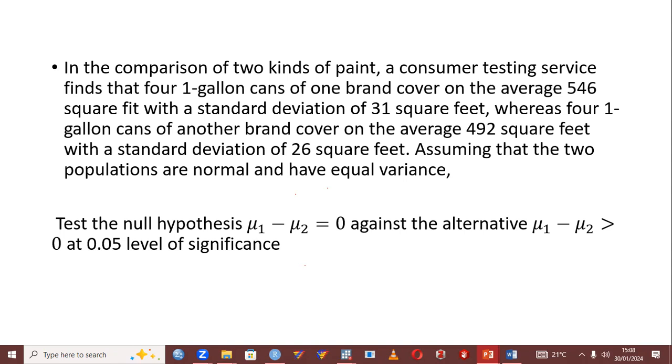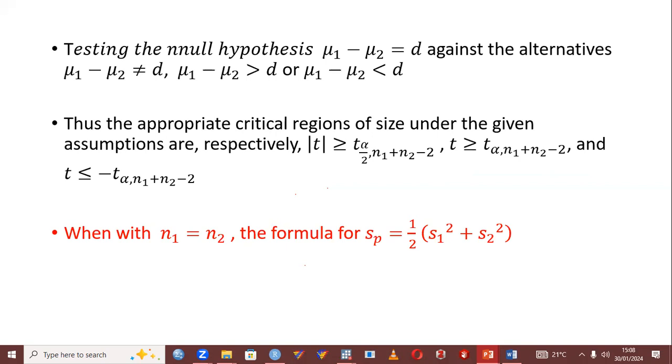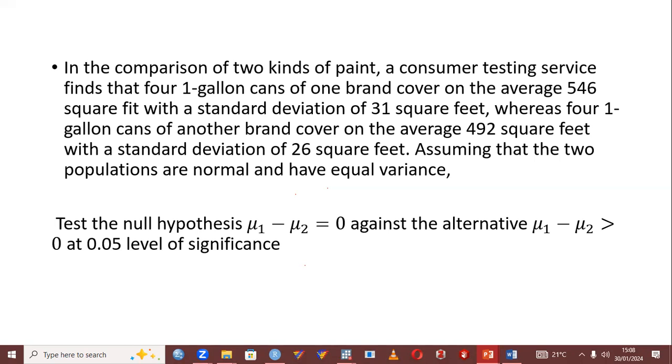Normally, we have our sample size 1, which is 4, and sample size 2, which is also equal to 4. So implying that they have the same sample size, we shall be able to use this formula for computing our pooled variance. Altogether there, and also the sample size is very small. Then of course we shall have our standard deviations, which is 31 for group 1 and 26 for group 2. And then we have the average means as 546 for group 1, and the mean as 492 for the other group.